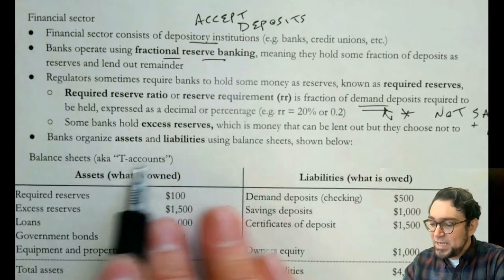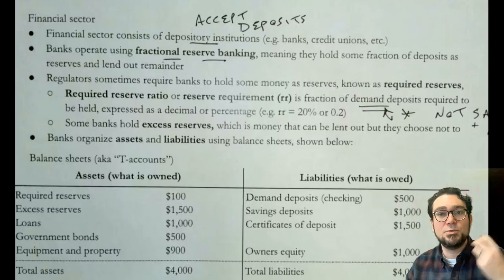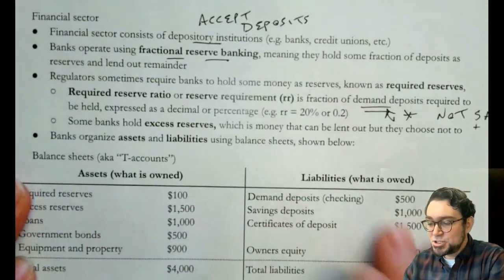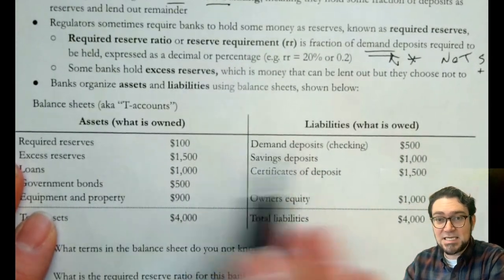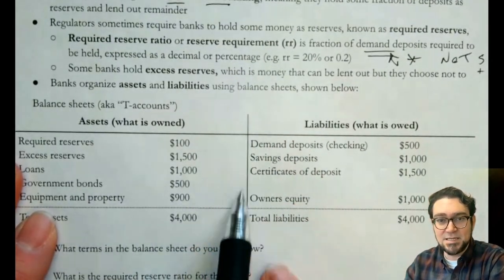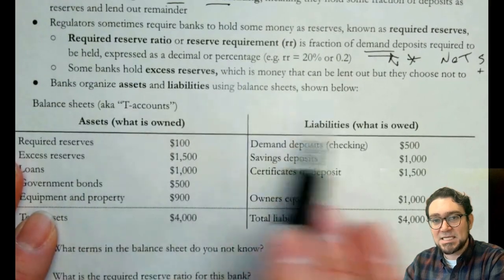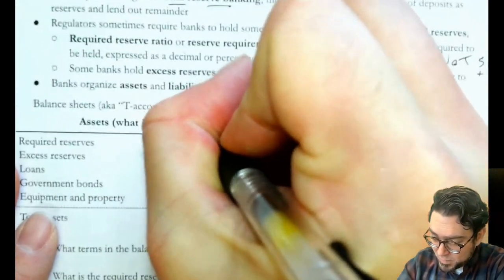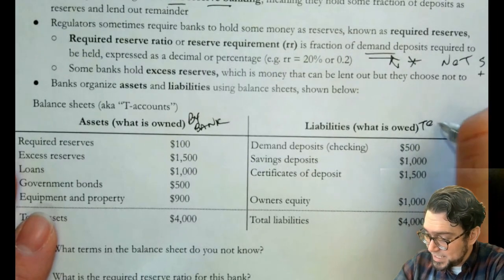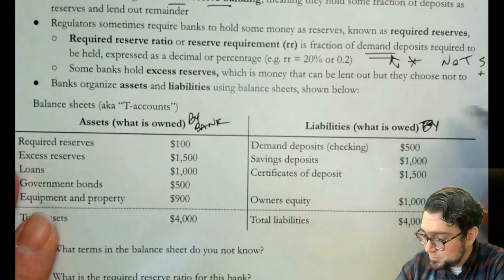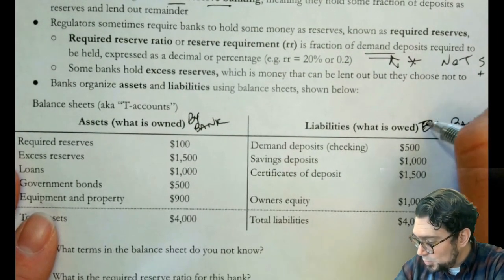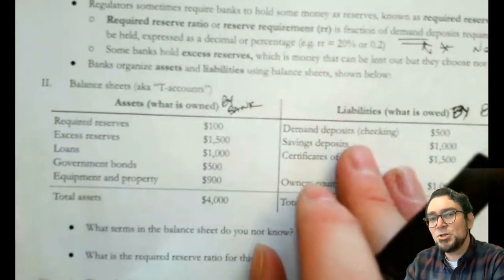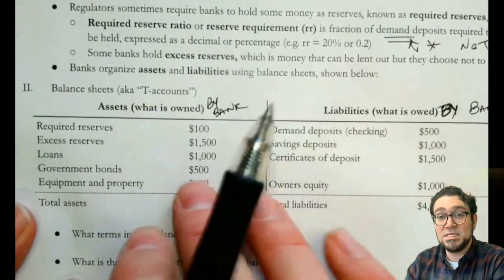Now, banks often organize their money into what we call assets and liabilities using what's called a balance sheet. And a balance sheet looks like this. It's literally just a balance. A T account is sometimes what it's called because it has a big T in the middle of it. And it balances assets with liabilities. What is owned by the bank, to be clear, and what is owed by the bank. So owed by the bank, owned by the bank. This is the bank's balance sheet. And it may seem a little counterintuitive at first, but let's walk through what these actually are.